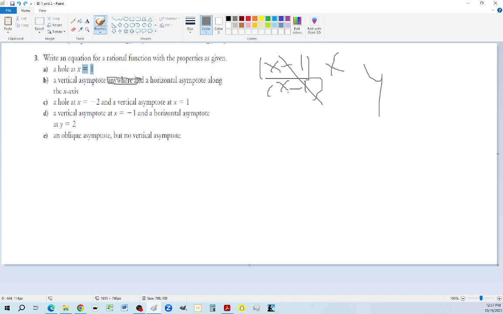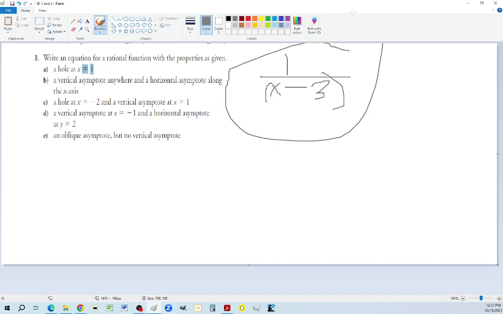A vertical asymptote anywhere and a horizontal asymptote along the x-axis. That would be y is equal to 0. So that's very easy. We notice that anything with 1 on top has a horizontal asymptote of y is equal to 0. And then we can just put anything down here for a vertical asymptote there. That will have y is equal to 0 and a vertical asymptote.